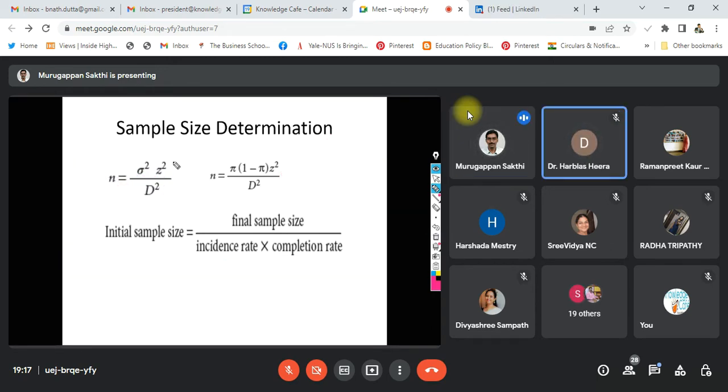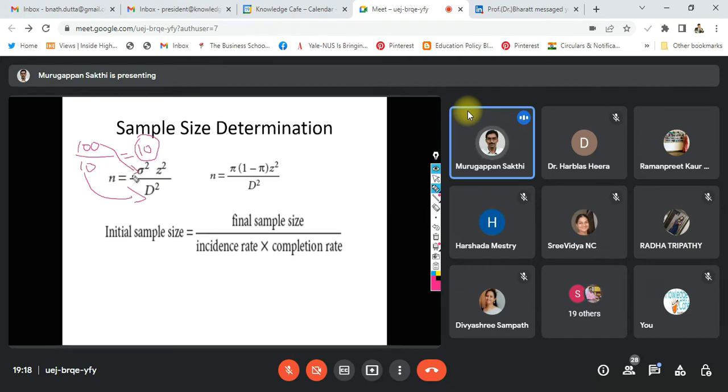Increase. Right. Yeah, one minute. The numerator value is 100. The denominator value is 10. What is the value? 10 is the N value. The 10 represents D square. The 100 represents sigma square and Z square. For example, let us take it.